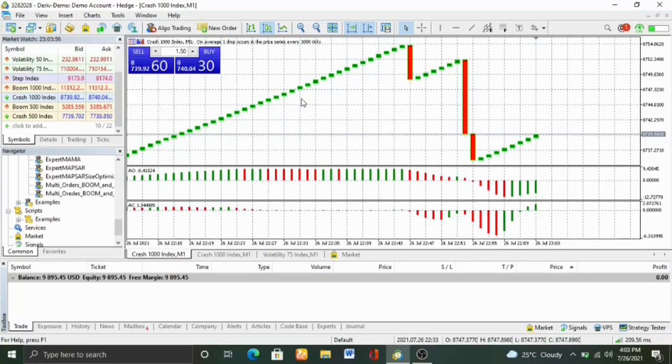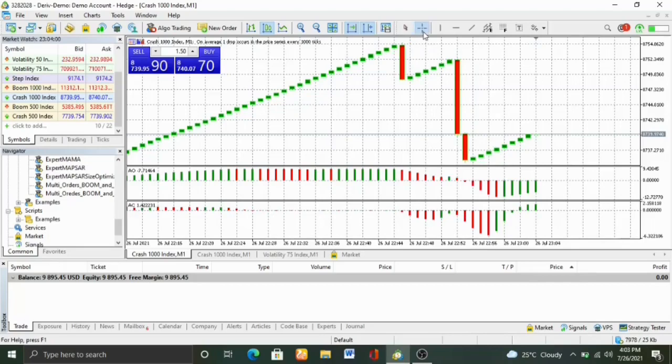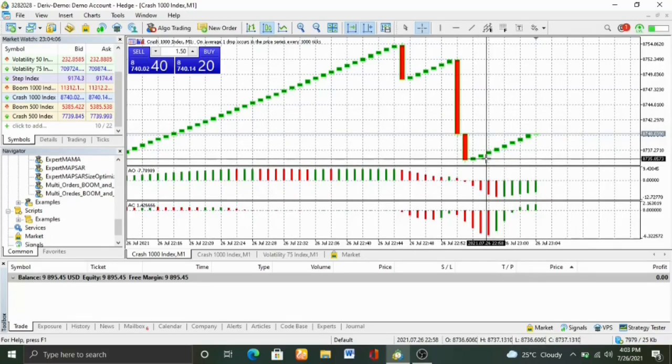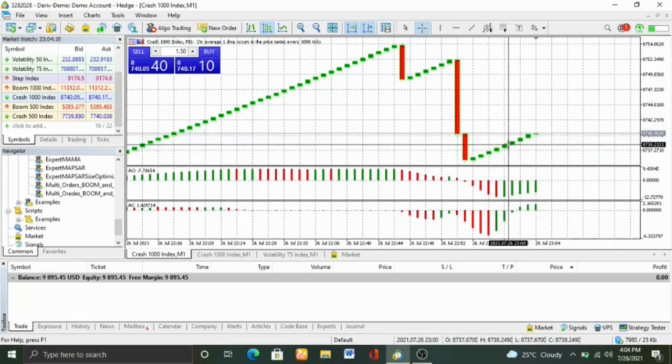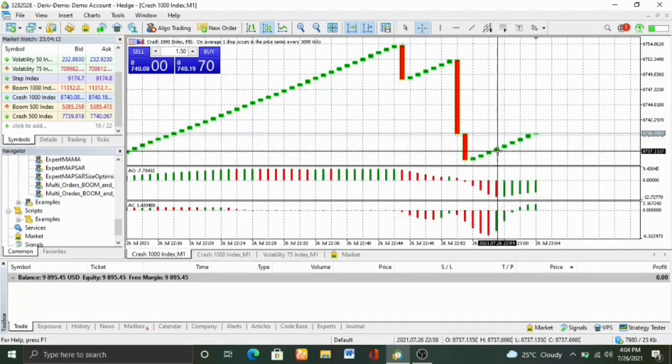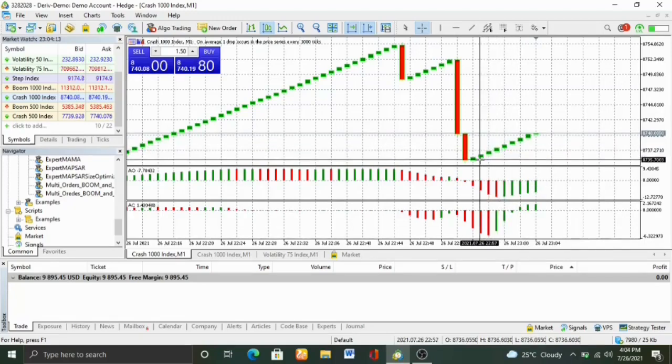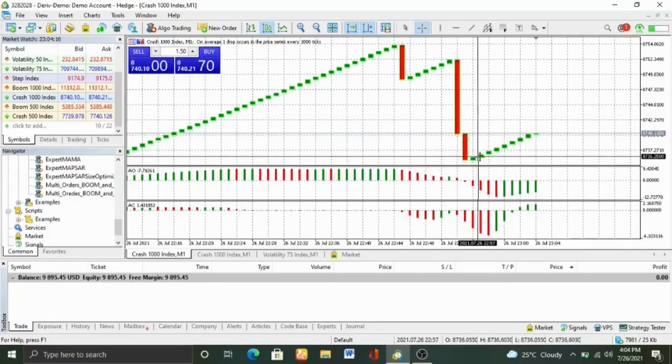Now I'm going to show you how this indicator works. Now this is it. Very simple. I just want to be quick, guys. Now look at this. This is Crash 1000 index. We're using a 1 minute time frame. So in Crash we buy and in Boom we sell the spike, something like that.